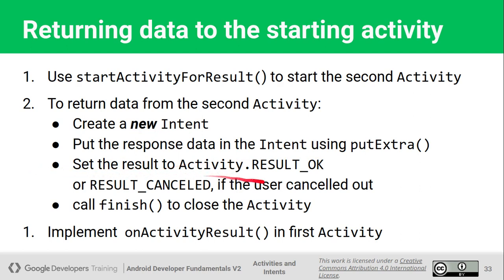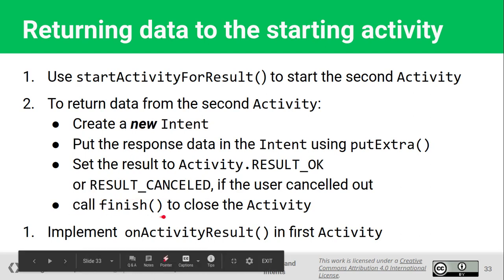Then we set some parameters. The number one parameter is RESULT_OK. This result could be RESULT_OK or RESULT_CANCELLED. If the second activity sent data back to the first activity, we set it as RESULT_OK. If the second activity does not want to send the result back to the first activity, we set this parameter as RESULT_CANCELLED. And in the last step, we call the finish function. The finish function will just close the existing activity.